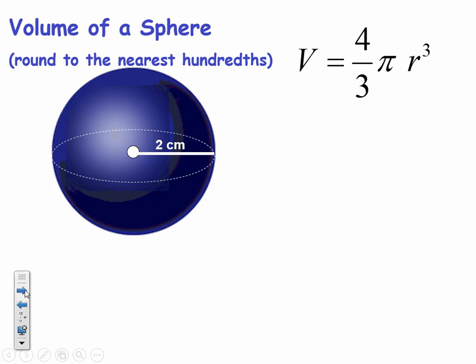So this is the volume. We want to find the volume of a sphere. Maybe an example we would write down. Volume equals 4 pi r cubed divided by 3. So we plug in the radius that we're given.